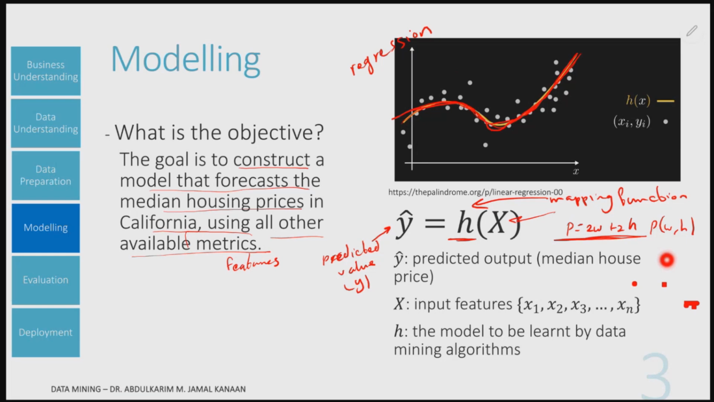So in this case, our equation or our model is represented by this equation for the perimeter of a rectangle. Here it depends what the equation is. When you run modeling, the algorithm is going to find this equation for you. So h is simply your model. The mapping function is going to be your model, to be learned by the data mining algorithms.